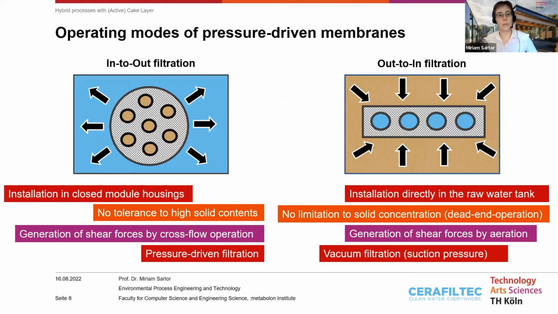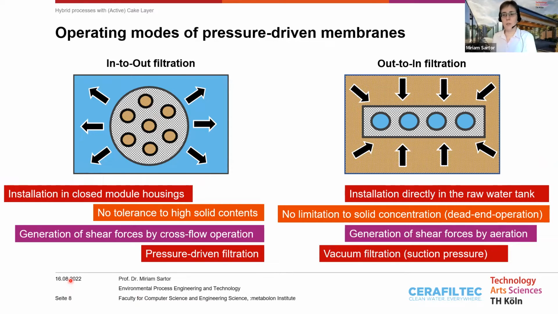So next point is what we discussed during the last days, that we have different operating modes for pressure-driven membranes. And what I'm talking about are membranes in ceramic form for ultrafiltration and microfiltration. These are porous membranes, and there are different possibilities to install those membranes and to operate them. The classical operating mode for membranes, like we discussed it with the polymerics, is into-out filtration. This is here on the left-hand side.